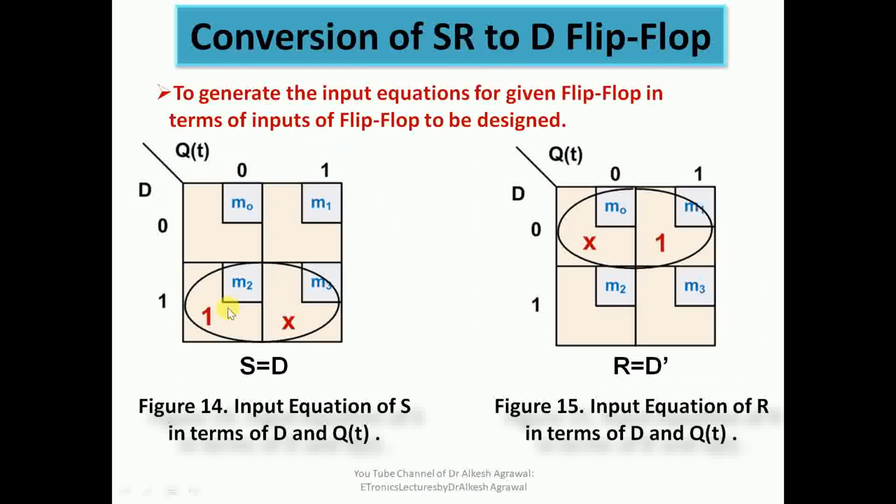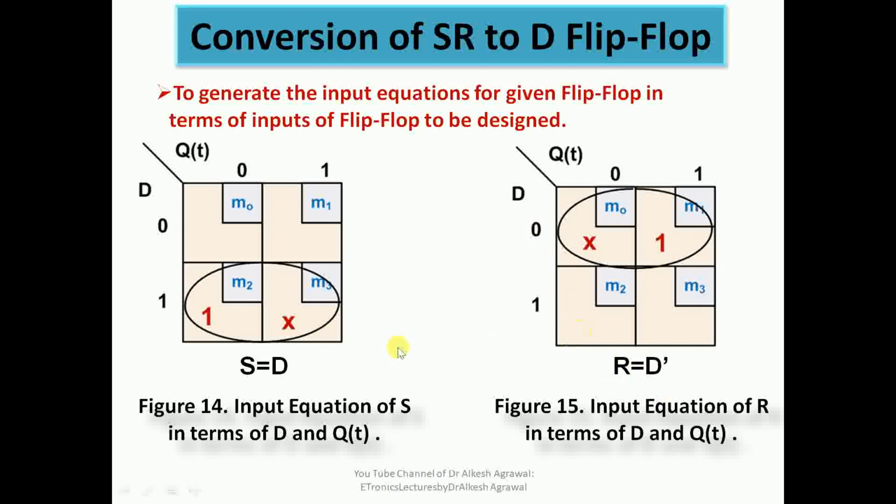So you can see for S we have this K map in terms of D and QT. We have plotted in M2 we have 1 and M3 we have cross. So combining these two, what we get is D. And for the R input of SR flip-flop, we have this K map where we have a don't care condition in M0 and min term 1 at M1. So again we combine this, and what we got for R is D complement.